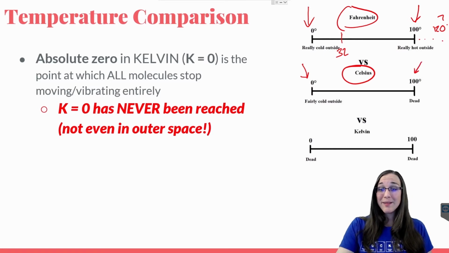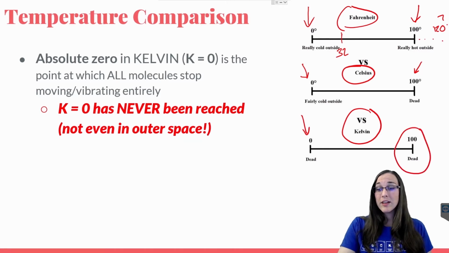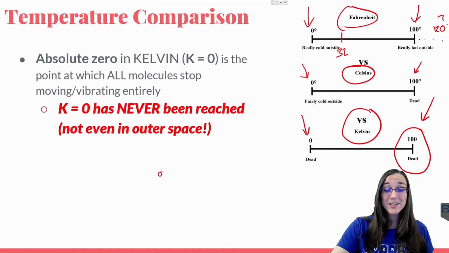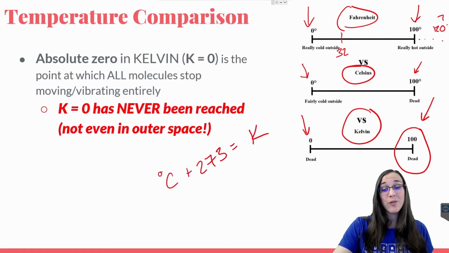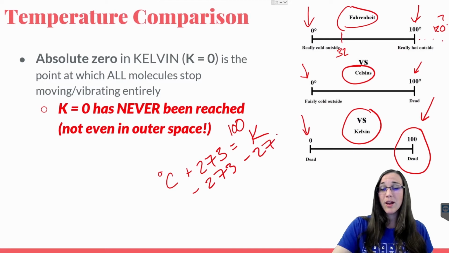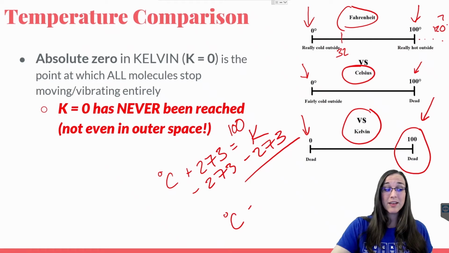What about Kelvin then? On the Kelvin scale, if you're at 0 Kelvin, you're dead. That's where all molecules literally stop vibrating at an atomic level. And at 100 Kelvin, you're also dead. Remember that degrees Celsius plus 273 is equal to Kelvin. So if we had 100 Kelvin, to figure out what the Celsius would be for that, you would subtract 273 over, and 100 minus 273 gives us a degrees Celsius of negative 173 degrees Celsius. So yes, you are dead at that temperature.